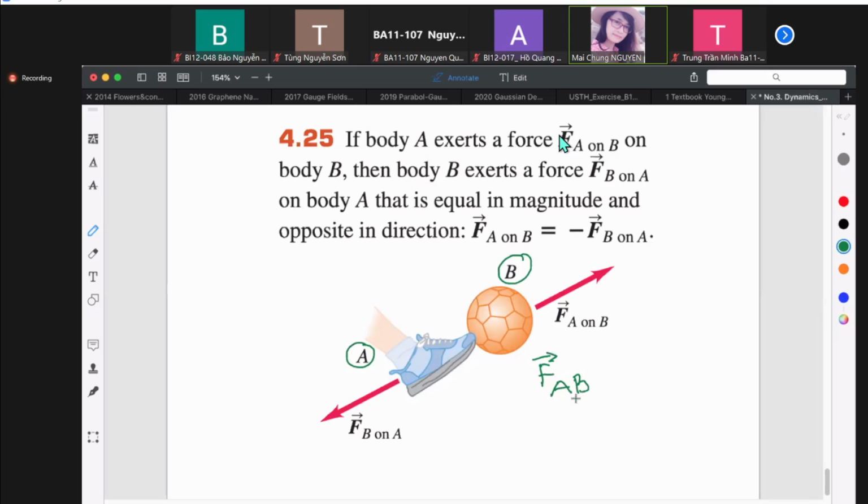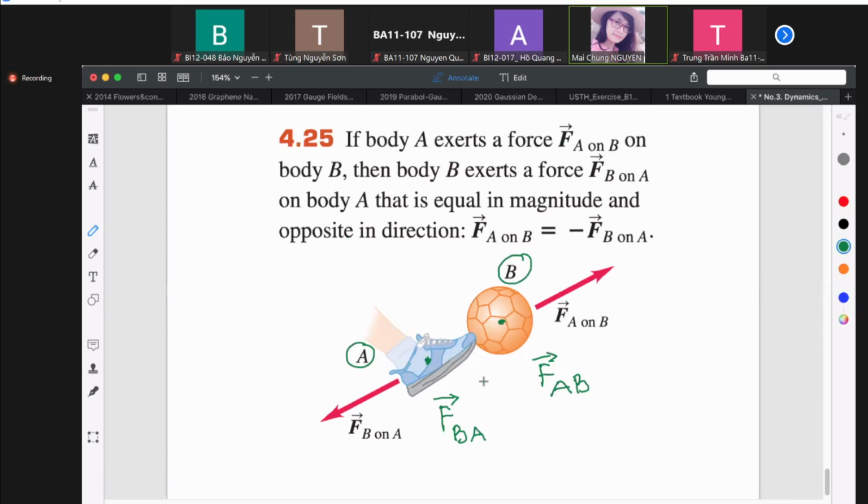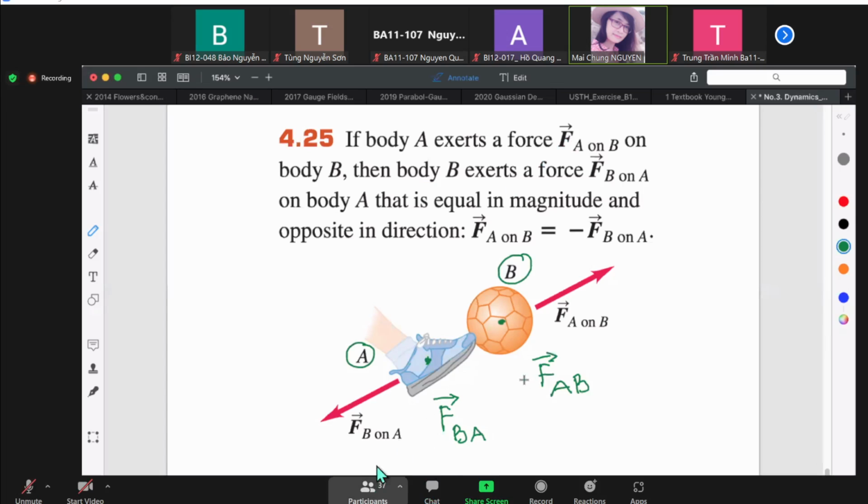F_AB means the force of A acts on B, put on object B. Very similar, we can show the force from B acting on A. So the force from B, we use the notation F_BA, acts on object A. Let's compare the two forces here. They are in opposite directions, right?